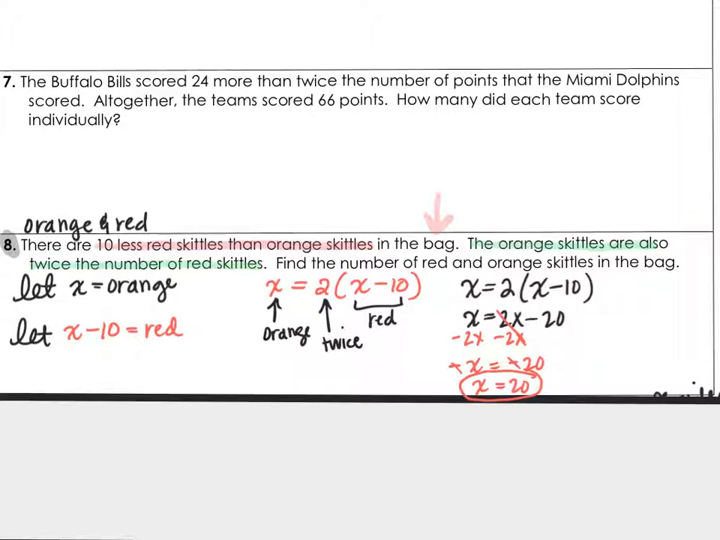I look back at my let statement. I just found the amount of orange Skittles. So there are 20 orange Skittles. And 20 take away 10, 10 red Skittles. There are other ways you can set up this equation, but this is probably the easiest if you're going word for word on that second sentence. The orange Skittles equal twice the number of red Skittles. That concludes word problems set 1.